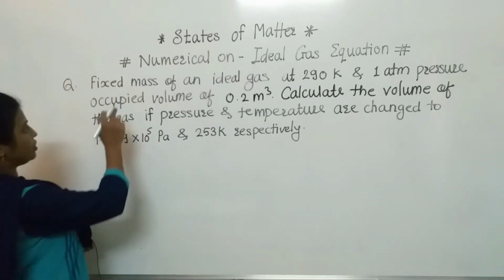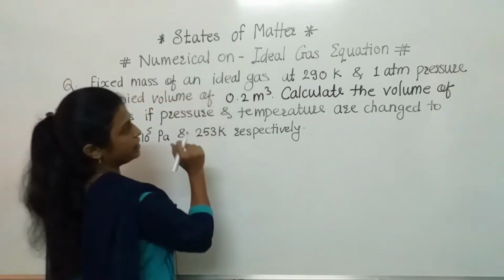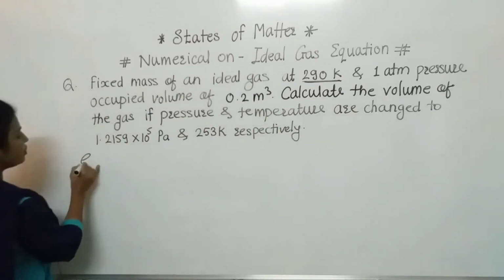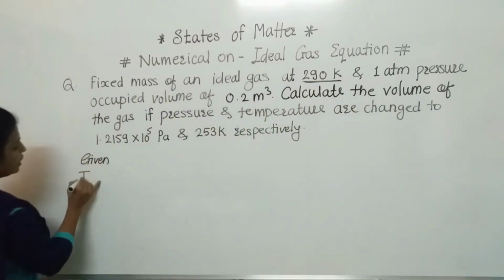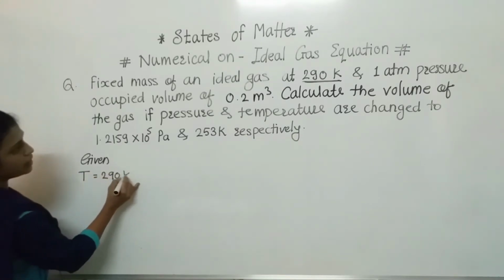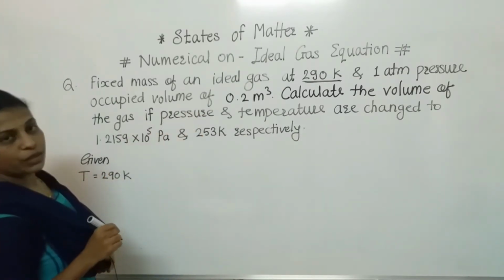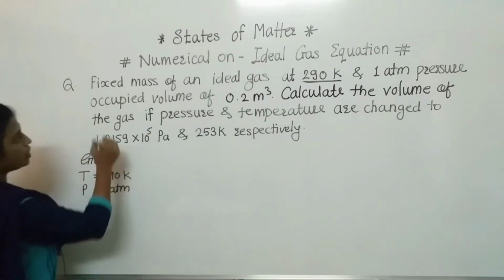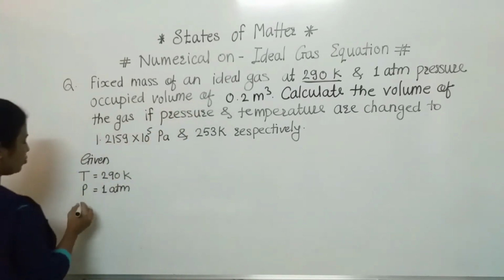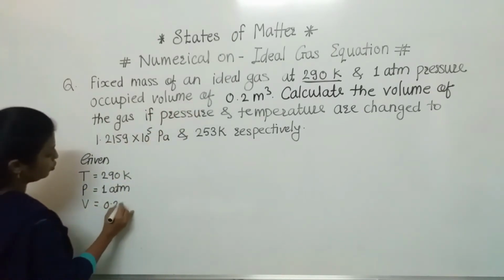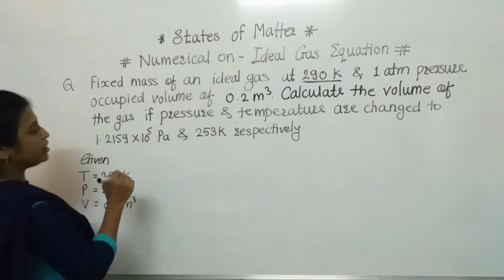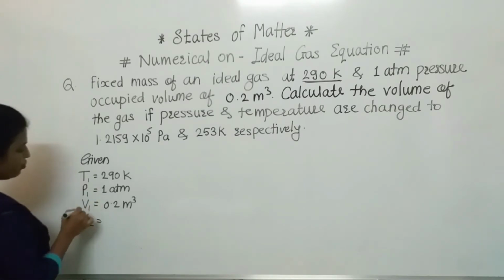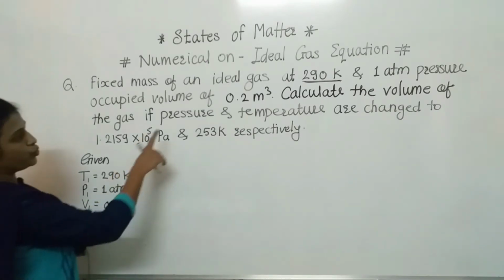In this example, now see, a fixed mass of an ideal gas at 290 Kelvin. So let's start with the given data. First they have given the temperature, that is 290 Kelvin. And 1 atmospheric pressure, means pressure is also given. Occupied volume, how much volume is occupied? That is 0.2 meter cube. Calculate the volume of the gas. What do we have to do? Calculate the second volume, means here T1, P1, V1 are given. We have to find out V2.